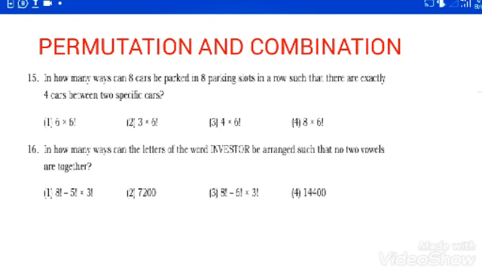Alright, we dropped it over at permutation and combination, and we're picking it right up from there again. We have two questions here. The first one says, in how many ways can 8 cars be parked in 8 parking slots in a row such that there are exactly 4 cars between 2 specific cars? So we have these 2 specific cars, and there must be 4 cars in between them. Let's see how we can do that.